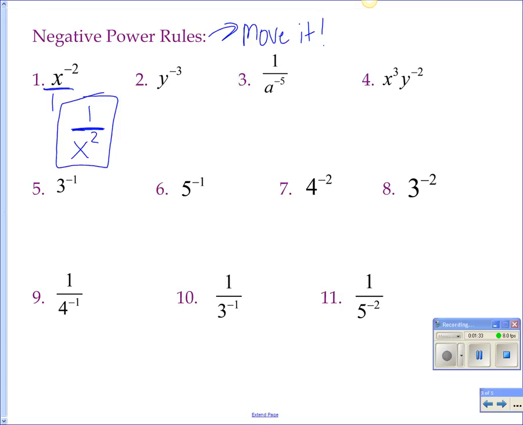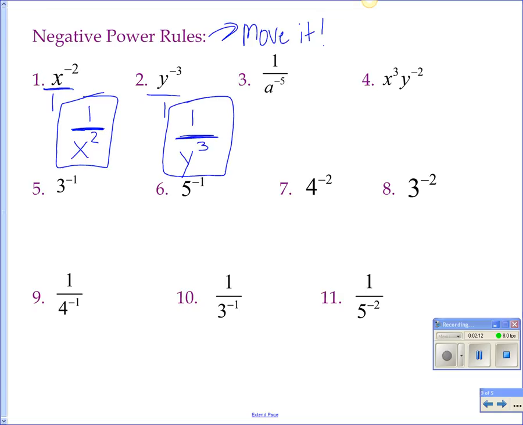Okay, number 2, y to the negative 3rd. That's negative, so it has to move, okay? What number can I put on the bottom of it to start with? 1. I can put 1 on the bottom. So that lets me know where y is. Y is on the top, and it's negative, so it has to move. I'm going to move it from the top to the bottom. So draw your fraction bar for your answer. Write a y on the bottom. What number do I write with the y? Positive 3. Very good. And put the 1 on top. Okay.